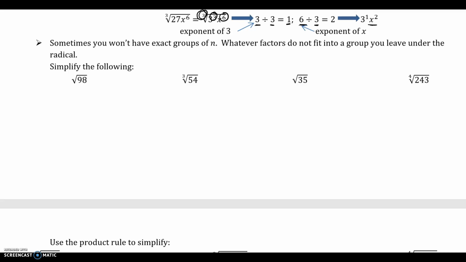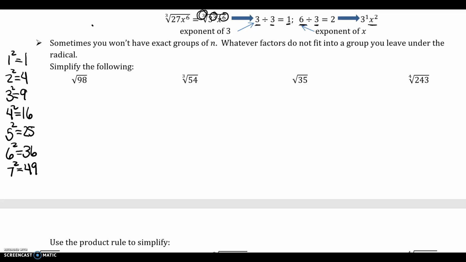So I'm going to do these in a couple of ways. So for the first one, I'm going to take a look at 49 and squares. I know that 1 squared is 1, 2 squared is 4, 3 squared is 9, 4 squared is 16. And let's see, 4 doesn't go into 98, 9 doesn't go into 98, 16 doesn't go into 98, 5 squared is 25, 25 doesn't go into 98, 6 squared is 36, and I know 36 doesn't go into 98, but then I get to 7 squared, 49.